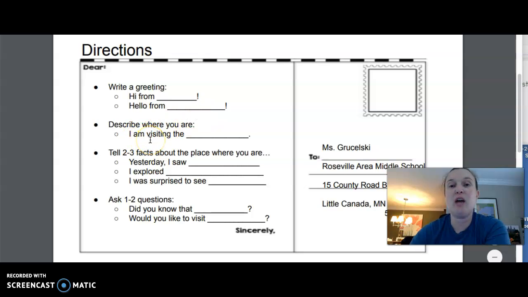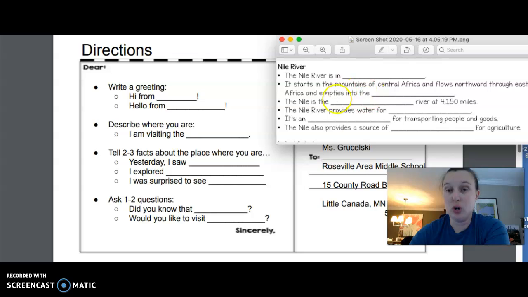Then you're going to describe where you are. So I'm visiting the Sahara Desert. You're going to tell 2 or 3 facts about the place where you are. If you need help remembering the facts, you can go to your notes that you have saved on your iPad.